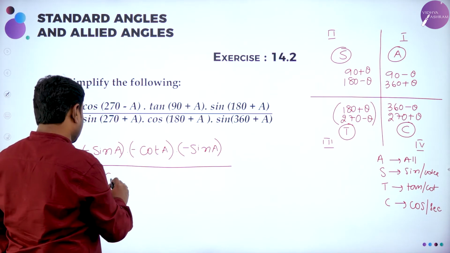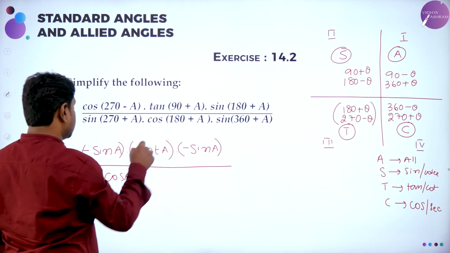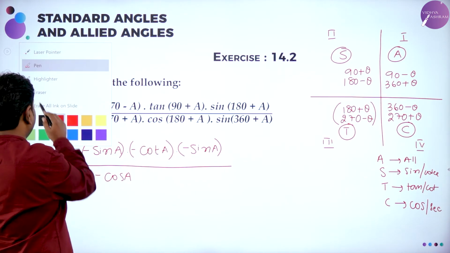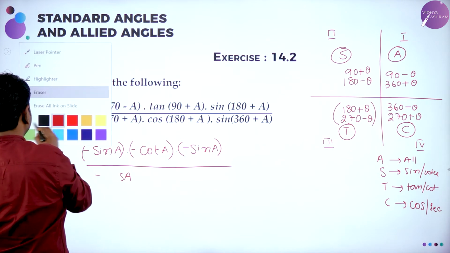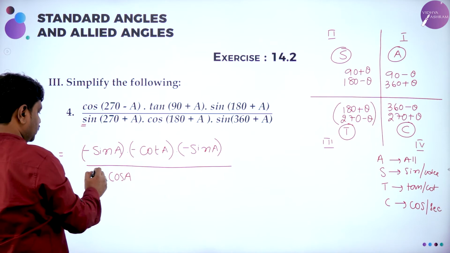Sine changes to what? Cos. And 270 plus A lies in the fourth quadrant. In fourth, only cos and secant are positive, but your question is sine. So you should see the question should match. If your question does not match, we should put negative. So the question is sine, so it should write minus.